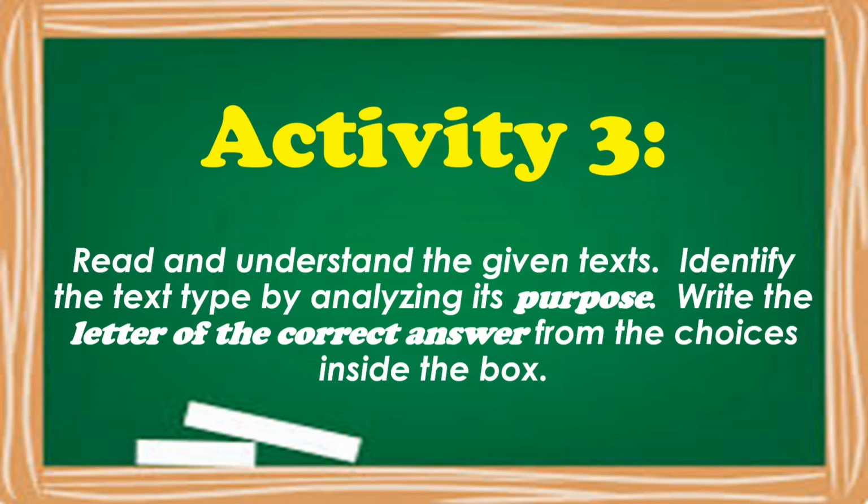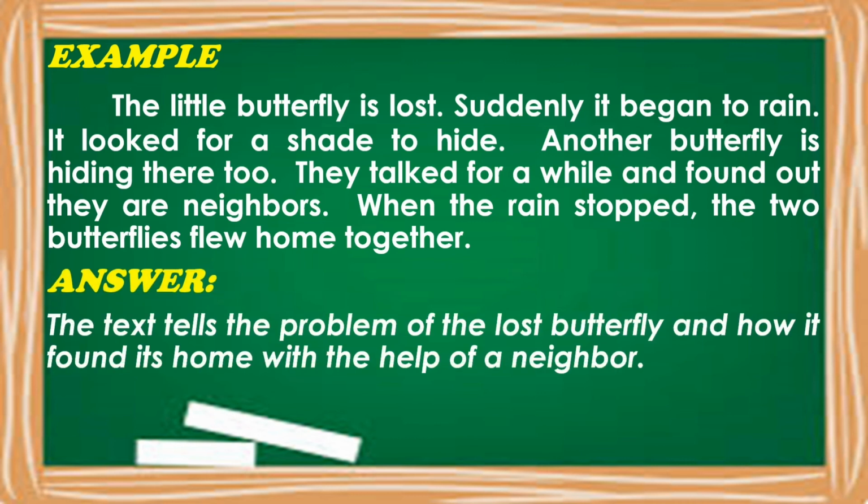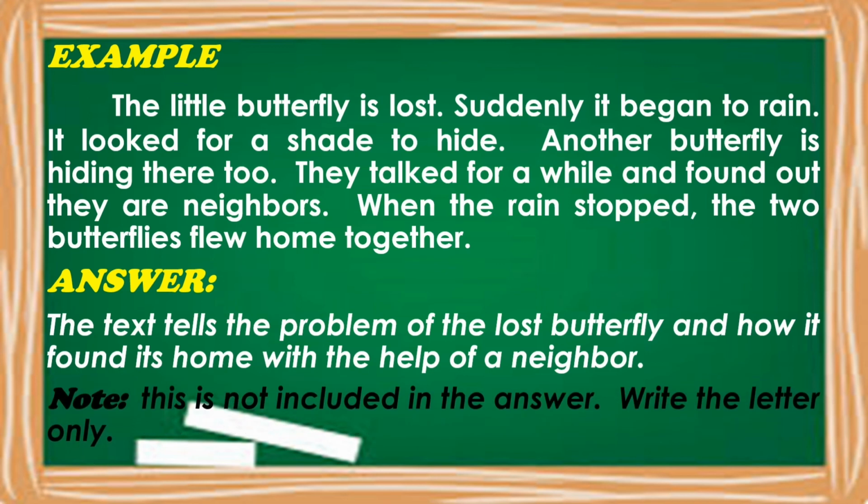Here's an example. The little butterfly is lost. Suddenly, it began to rain. It looked for a shade to hide. Another butterfly is hiding there too. They talked for a while and found out they are neighbors. When the rain stopped, the two butterflies flew home together. Now for the answer. The text tells the problem of the lost butterfly and how it found its way home with the help of a neighbor. Remember, this is not included in the answer. Write the letter only.